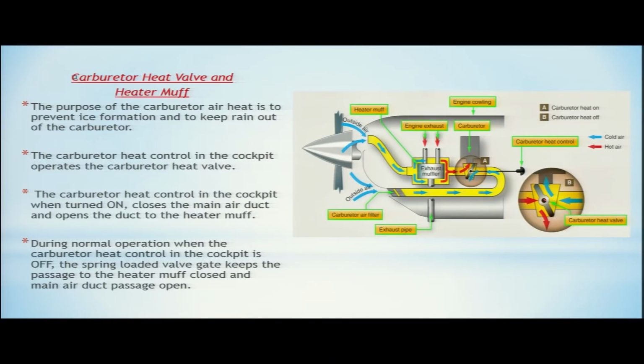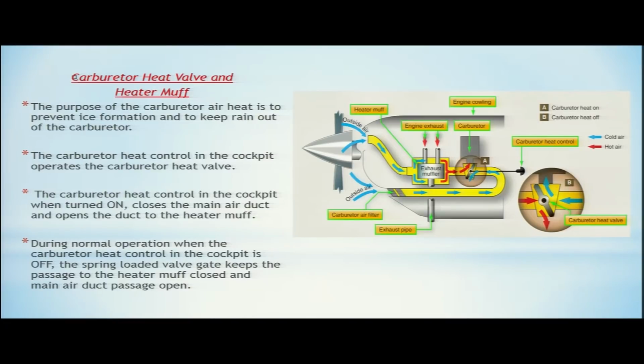The carburetor heat control in the cockpit, when turned on, closes the main air duct and opens the duct to the heater muff. You can see here in the diagram, when this lever is turned on, it closes the main air duct, so it obstructs the passage to the cold air.